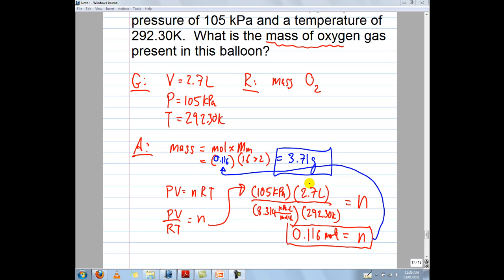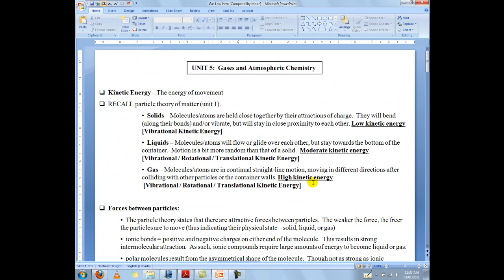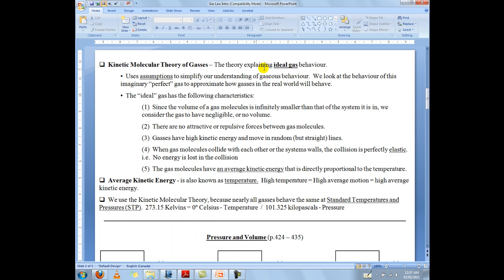So that pretty much does it for the gases and atmospheric chemistry unit. Let's just do a quick recap of our unit. We first started off with some background information. We looked at the particle theory of matter and the kinetic molecular theory, and how it's used to explain the behavior of gases. We then talked about the ideal gas and the assumptions we make in order to help us simplify our calculations.